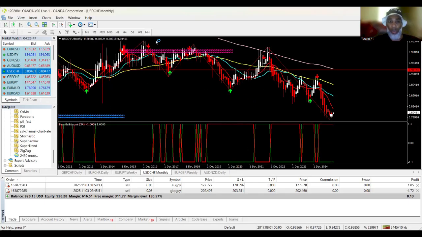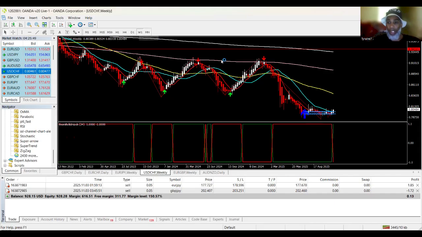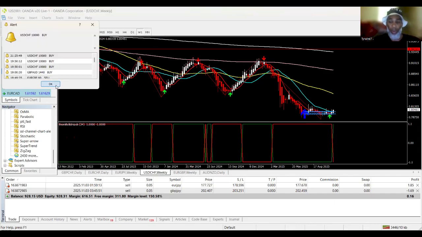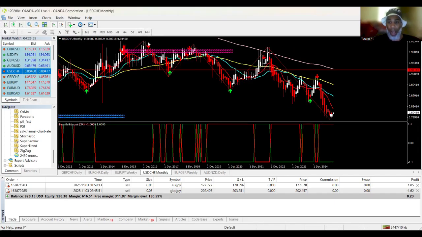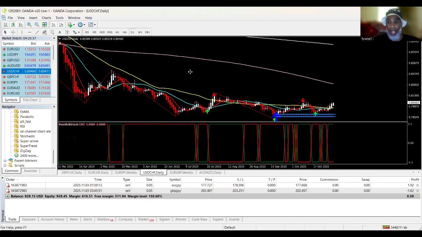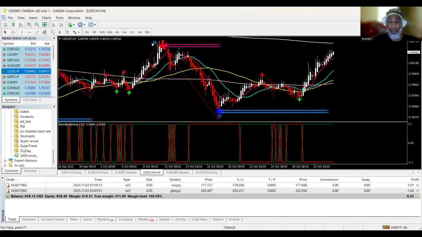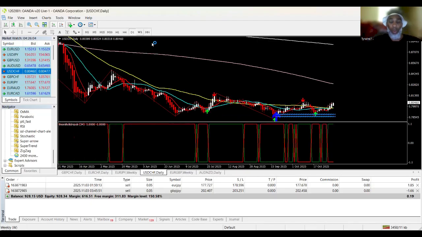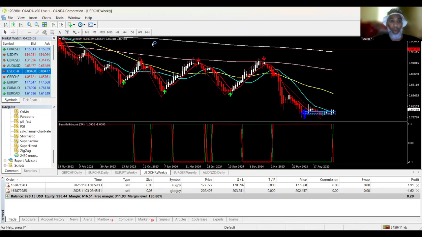USD Swiss. Now this one's been playing around for a while, a lot of faking, but I think she's ready to go. We got a buy on the weekly. We got a buy on the monthly. The daily has already started to move up, and I'm actually waiting for a pullback. So once this pulls back, this is when we're definitely going to get in. So let's take a look at this USD Swiss. Share my screen. Let's see here.